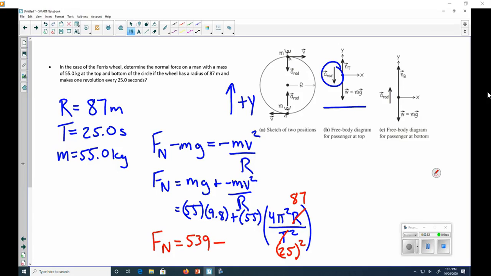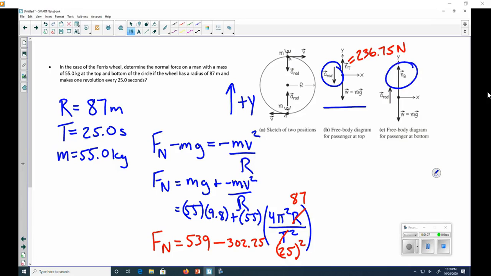we find that the weight of 539 newtons minus the centripetal force of 302 newtons, and the normal force at the top of the Ferris wheel is 236.75 newtons.